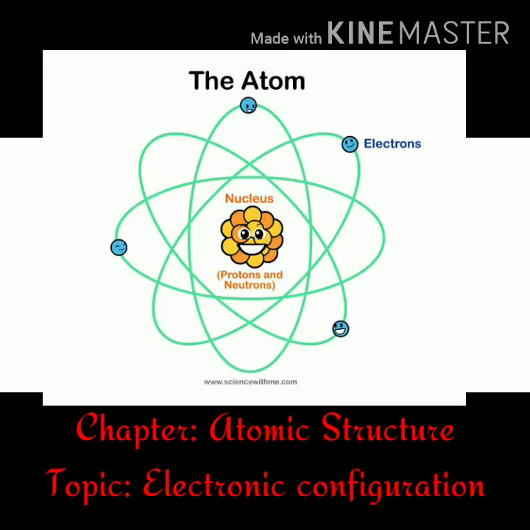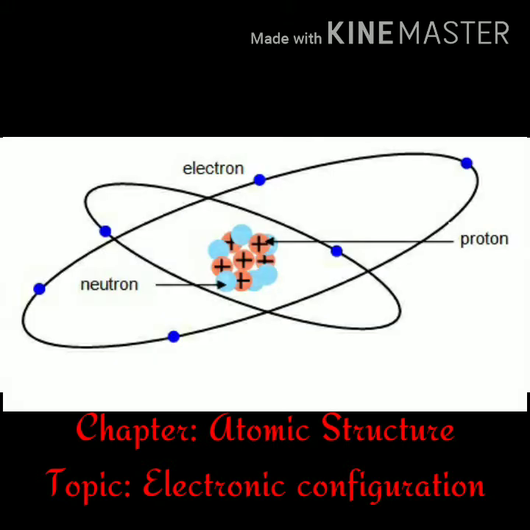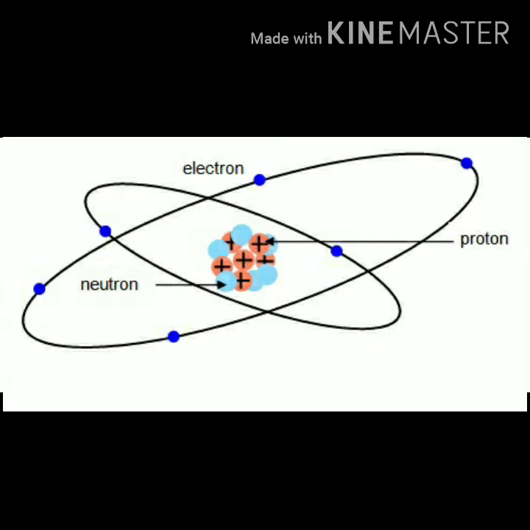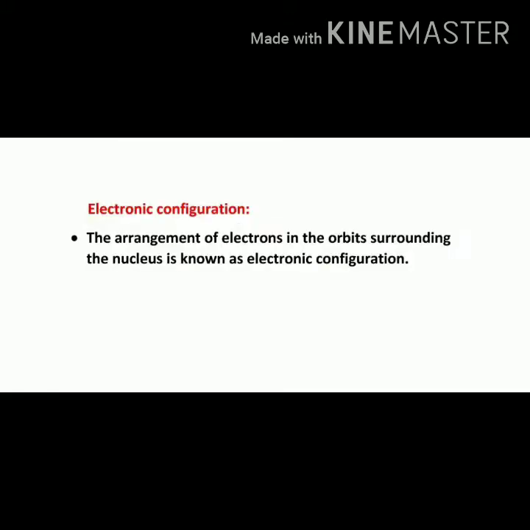Today we will discuss electronic configuration. Now, we have already discussed that electrons are found in the orbits which revolve around the nucleus. We do not find electrons haphazardly in any number in any orbit. They follow a certain pattern or a certain rule. So, this arrangement of electrons in the orbits is known as electronic configuration.